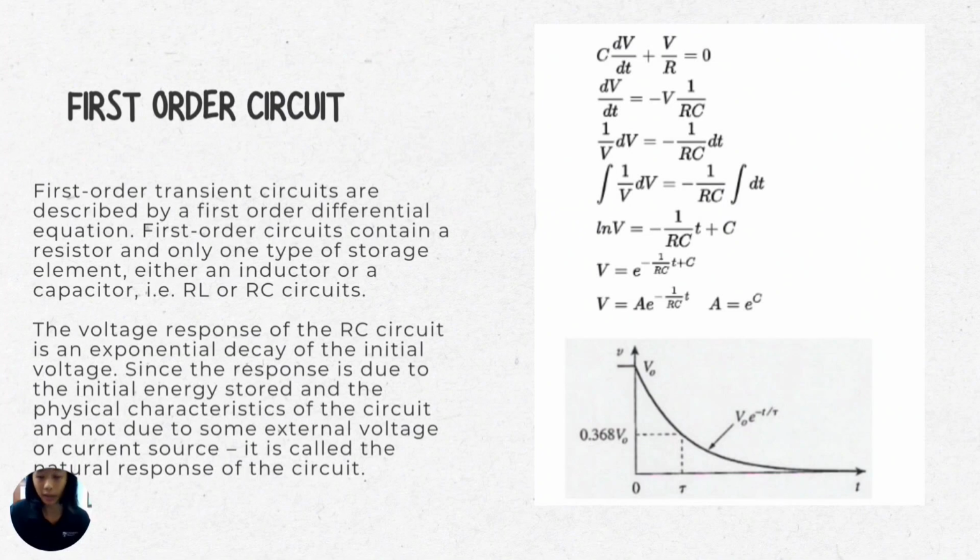Now let's look at the concept of first order circuit. The voltage response of RC circuit are shown in the equation and graph here. First order transient circuits are described by a first order differential equation. First order circuit contains a resistor and only one type of storage element, either an inductor, which is the RL circuit, or a capacitor, which is the RC circuit.